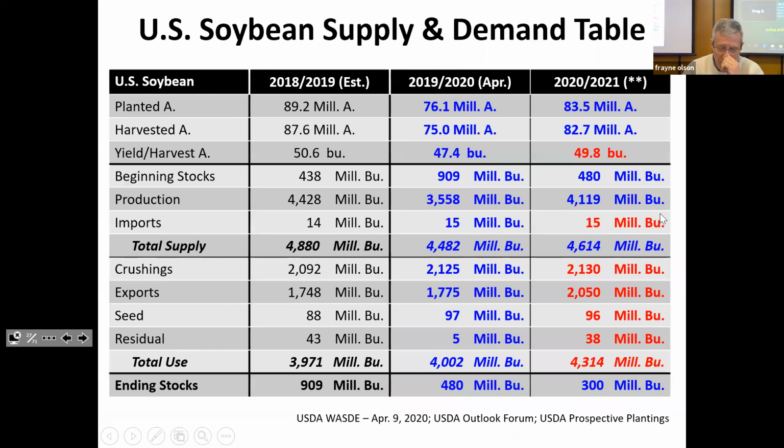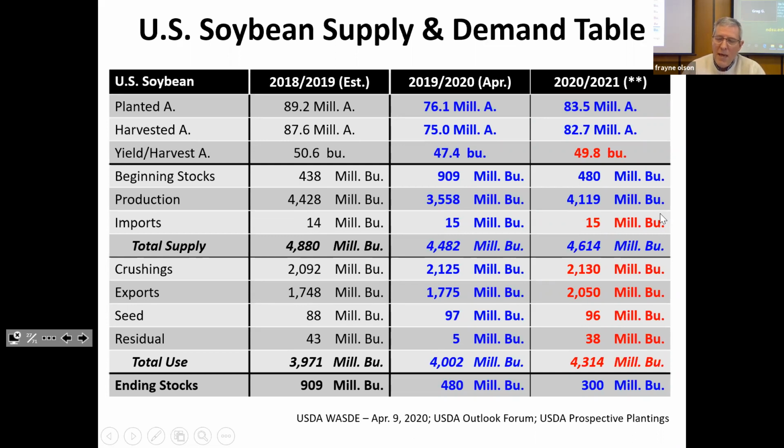So if we fill in those numbers into the USDA Outlook Forum, if we take the 83.5 and then we subtract off, because there's going to be some abandoned acres, we use USDA's trendline yield of about 50 bushels per acre. We update our ending stocks. Whatever's in blue is numbers that I have updated. Whatever's in red came from the USDA during their Outlook Forum in February.